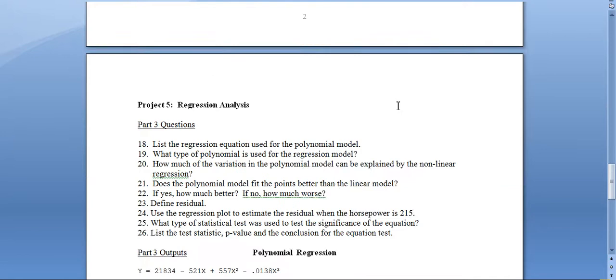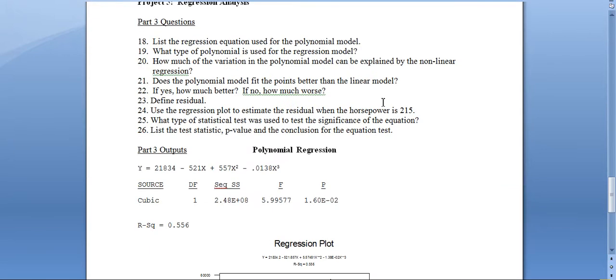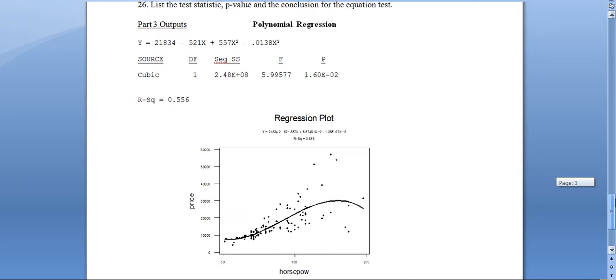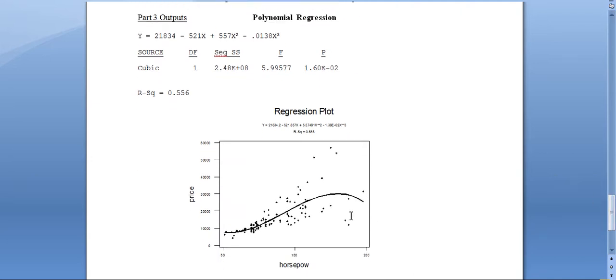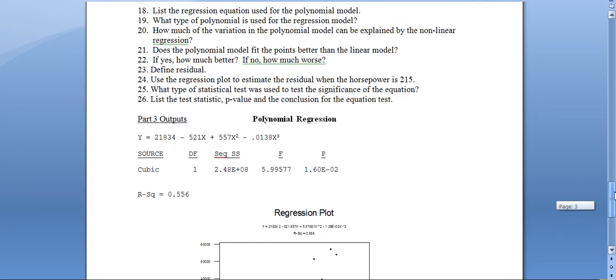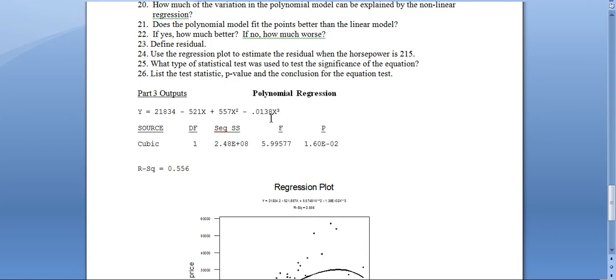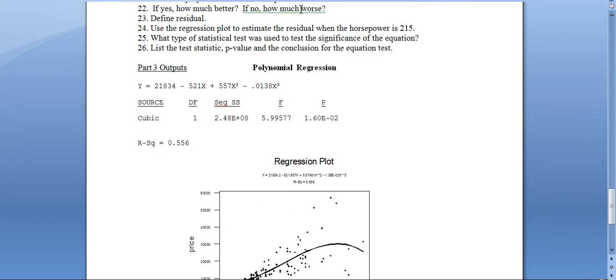And then let's look at part 3. Again, part 3 questions, you're going to look at the part 3 output, and all the answers are right here. You don't have to really look or compute anything. It says list the type of regression. So we got a little bit of a different model, which is listed right here, and it tells you what model. It's a cubic model, and so on. And that's the actual regression equation. And we want to know if it's better or worse than the other one. Well, there's your r-squared value, so we compare the r-squared values.